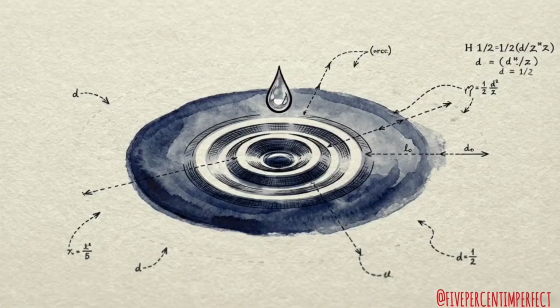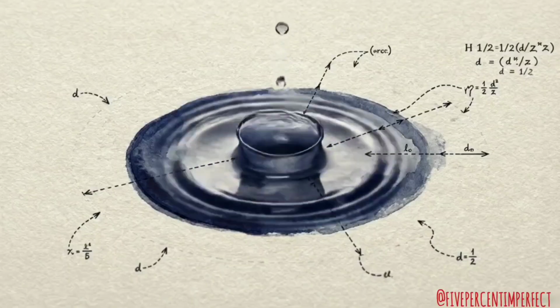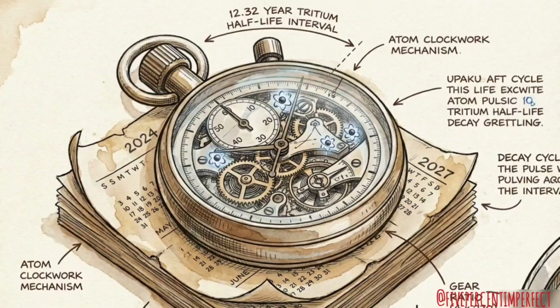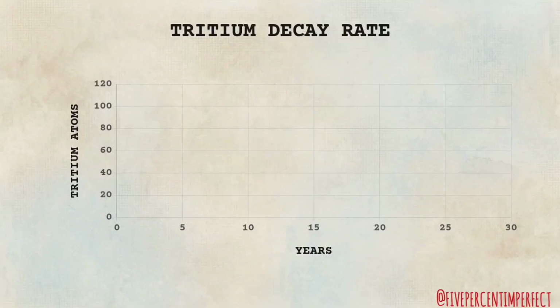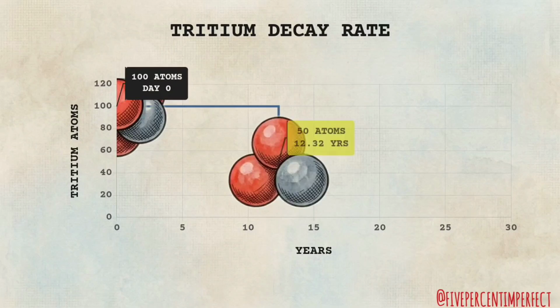This decay is not a random process. It happens on a rigid mathematical schedule known as a half-life. For tritium, that half-life is exactly 12.32 years. This chart shows how the atomic stopwatch works. If a sealed sample of water contains 100 tritium atoms today, in 12.32 years, exactly 50 atoms will remain. In another 12.32 years, you will find 25.